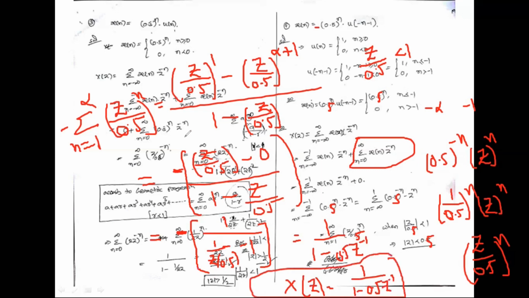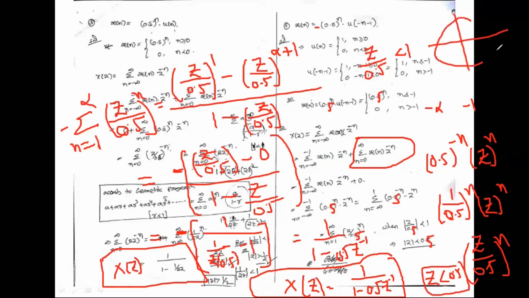Okay. In the previous case, when we take 0.5 whole power n u of n, the value is the same. Here see, x of z is the function 1 by 1 minus 1 by 2 z inverse. Here also it's 1 by 1 minus 1 by 2 z inverse only. But the ROC is different. What is the ROC here? Z by 0.5 is less than 1, which means z is not greater than, but less than 0.5. Less than 0.5, that is the ROC.